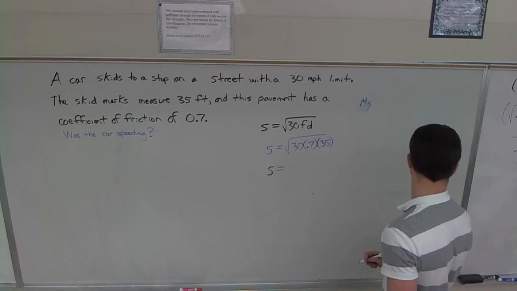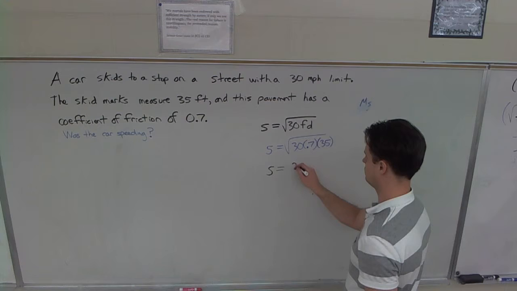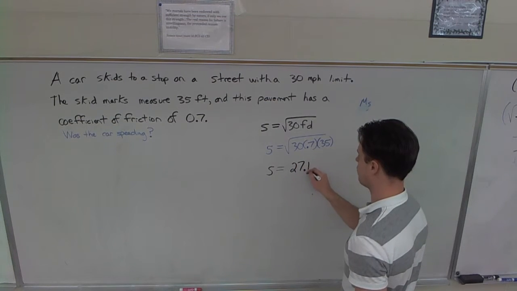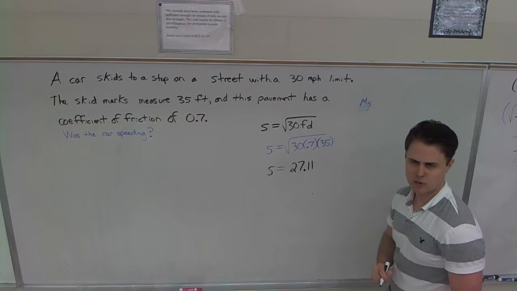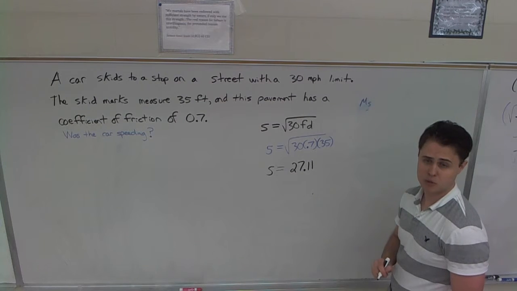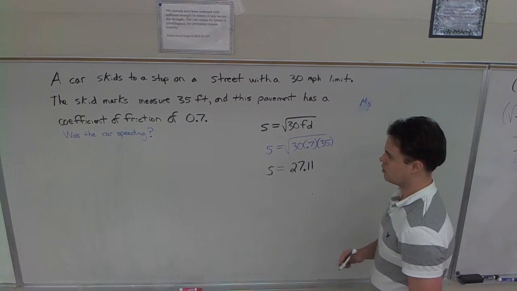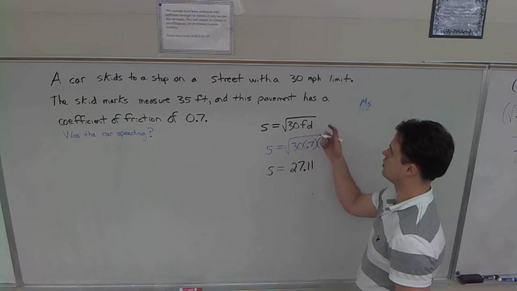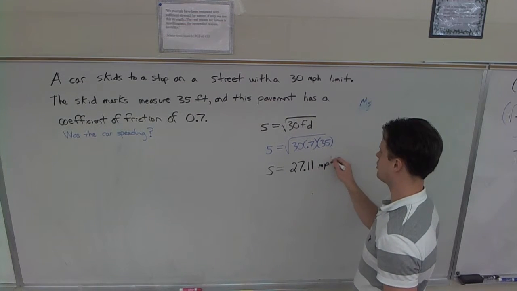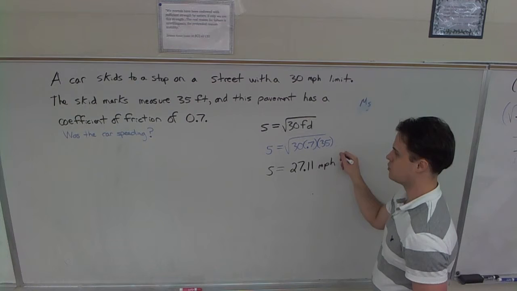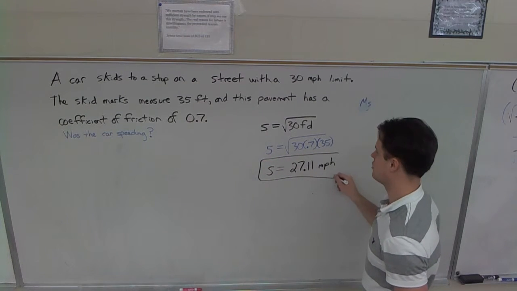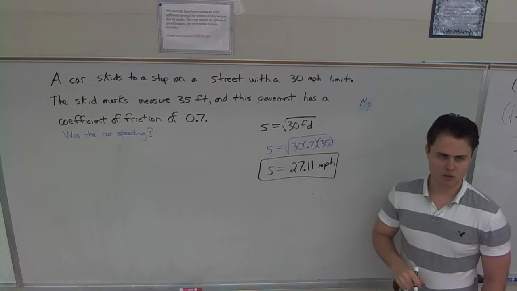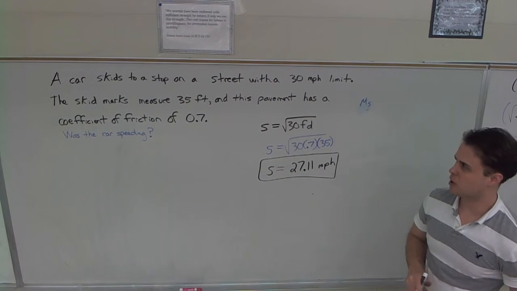What do we get? 27, 25. See if you can agree with Michael. 27.11, and make sure on all these problems you get your units. Speed in this case was, I think, miles per hour. There's a whole lot more to the units issue, but we're going to set it aside. So is the car speeding? No. Boring. Let's do another problem with this same thing.